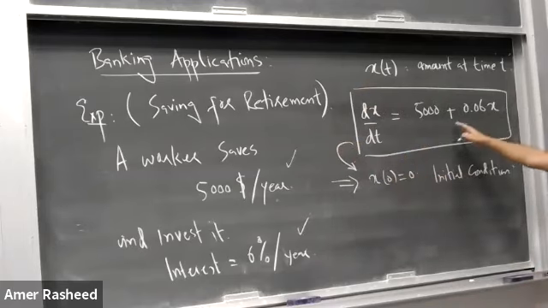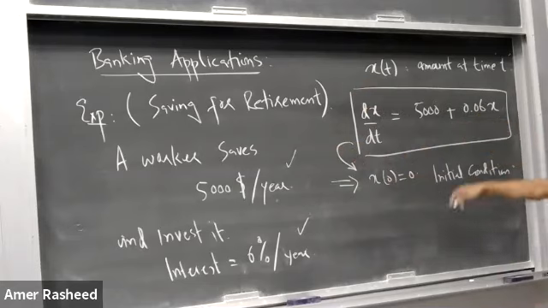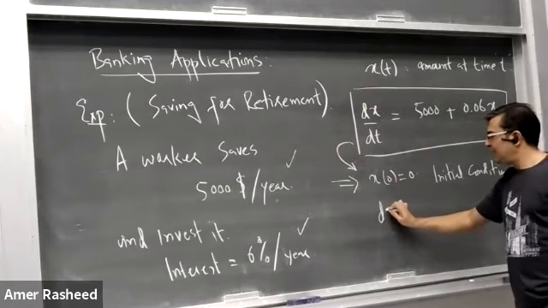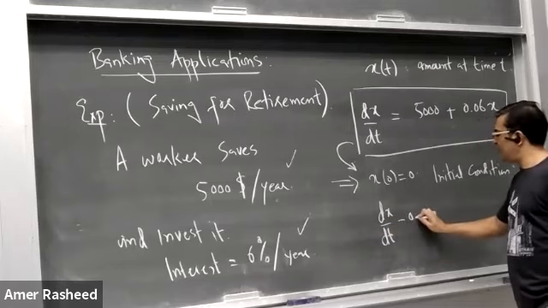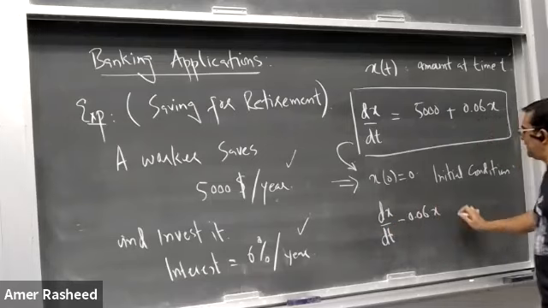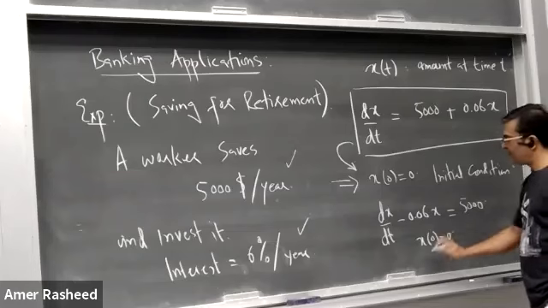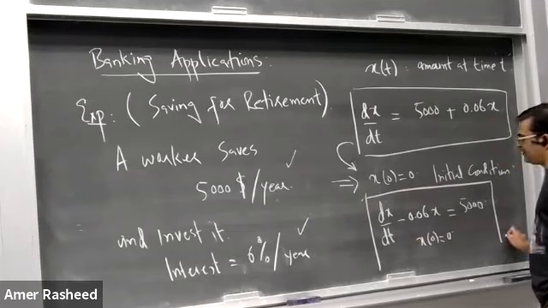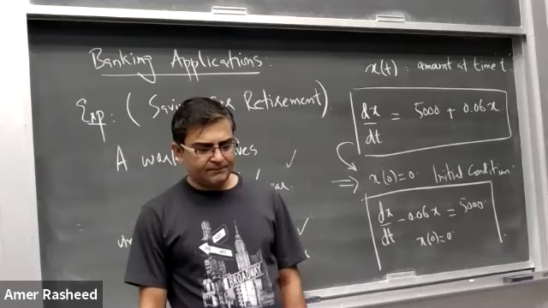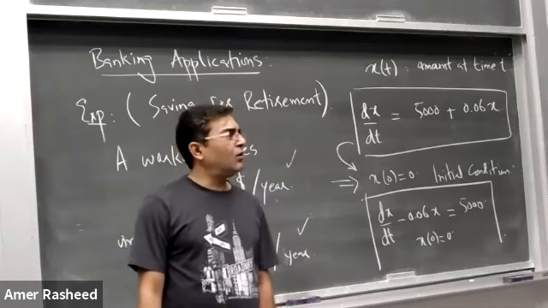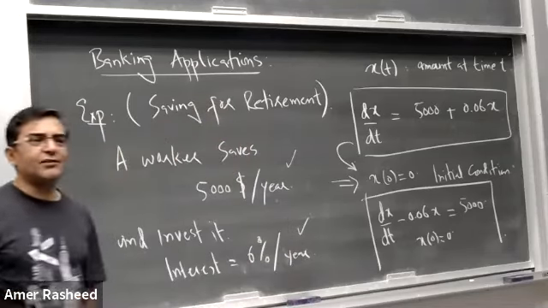And what kind of differential equation is this? It is dx by dt minus 0.06x is equal to 5,000, along with x of 0 is equal to 0. So this is your model, which is linear. Yes, it is 8:45, time for the quiz. Okay, thank you. This is a linear first order differential equation.